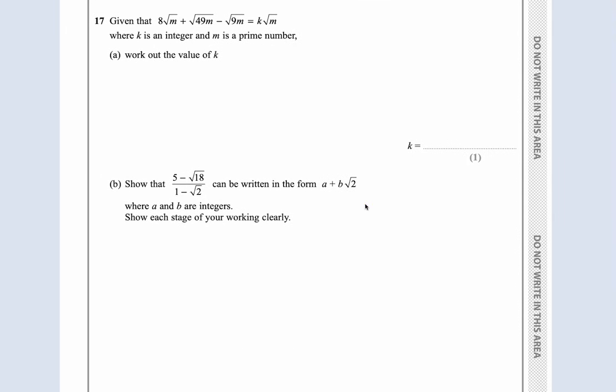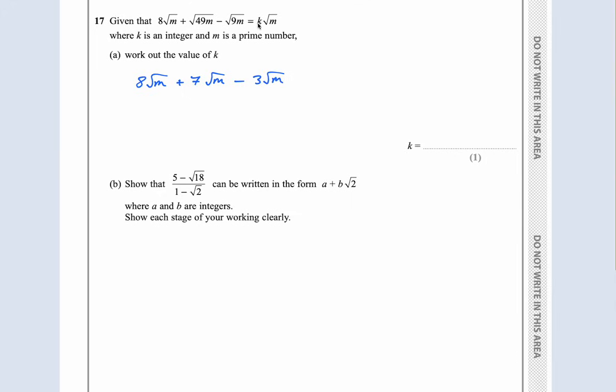Question 17. Given that 8 root m plus root 49m minus root 9m is this, k is an integer, m is a prime number, work out the value of k. Right, guys, this is only 1 mark. It looks actually quite tricky, but there's a fairly easy way to do it. I still think 1 mark's a bit harsh, but root 49m can be written as 7 root m, because it's like root 49 times root m, and root 49 is 7. Similarly, this can be written as 3 root m.